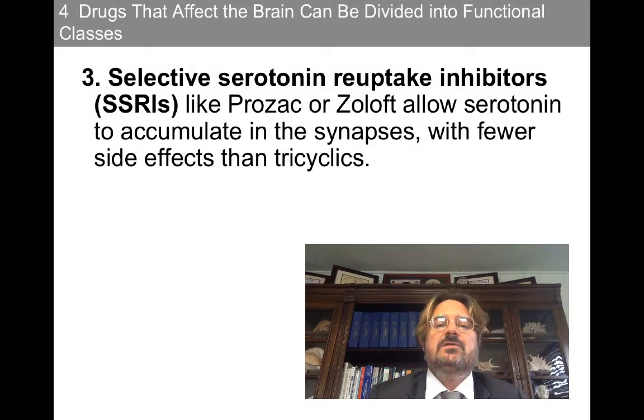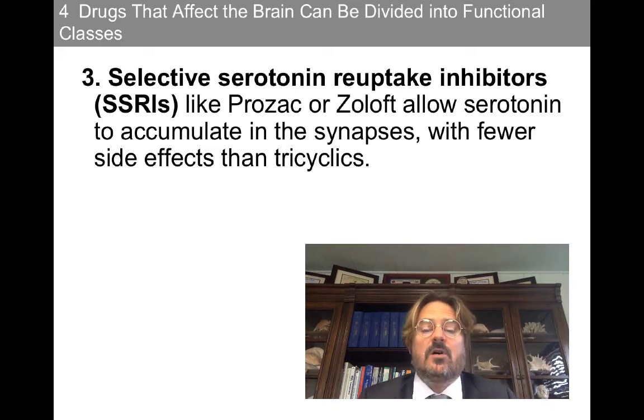Now, SSRIs, or selective serotonin reuptake inhibitors, are a third class. These are very commonly prescribed. They're safer to prescribe than tricyclics. And like Prozac or Zoloft, they allow serotonin to accumulate in the synapse with fewer side effects than tricyclics. So these allowed us to isolate serotonin and increase the level of serotonin, to selectively increase serotonin level by means of inhibiting reuptake by this transporter in the membrane that we're going to call SERT, serotonin reuptake transporter.